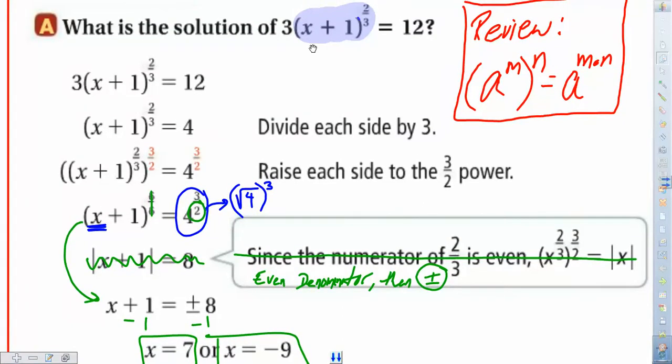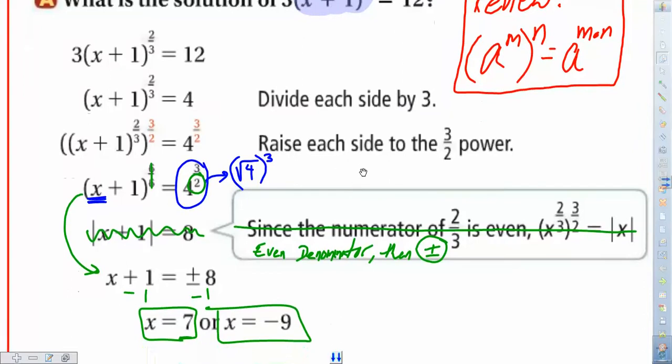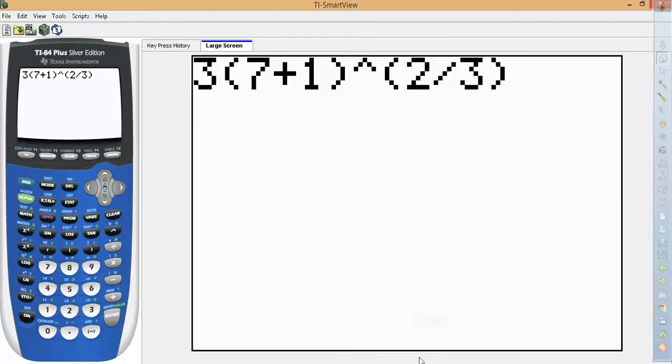So if I have 3 times x plus 1 raised to the 2/3 power, I need my answer to be 12. I have 2 possible answers here, 7 and -9. Yes, Mr. Cook is talking very fast. Let's go to the calculator. So that problem again was 3 times the quantity x plus 1 raised to the 2/3 power.